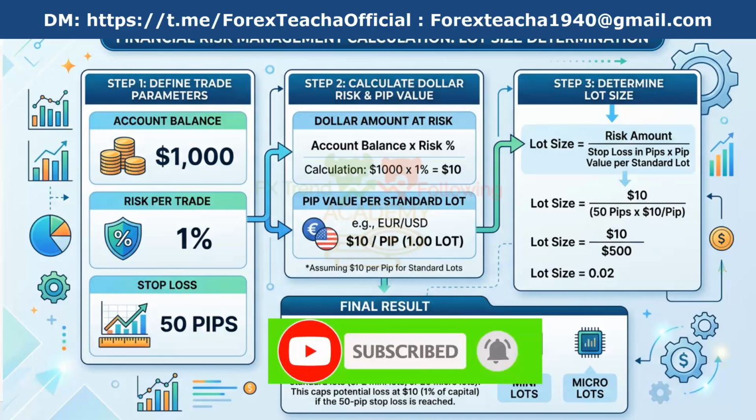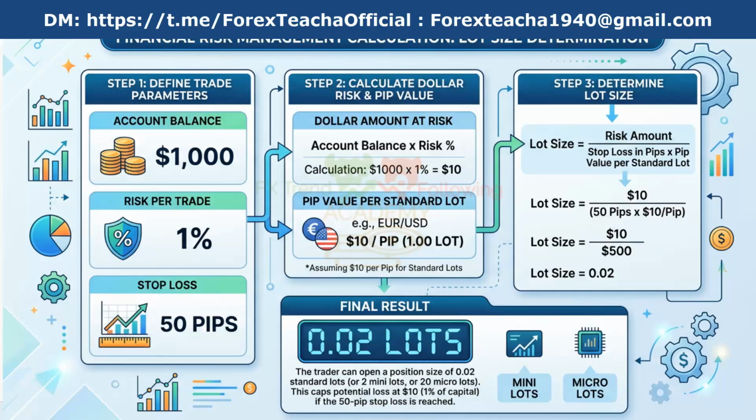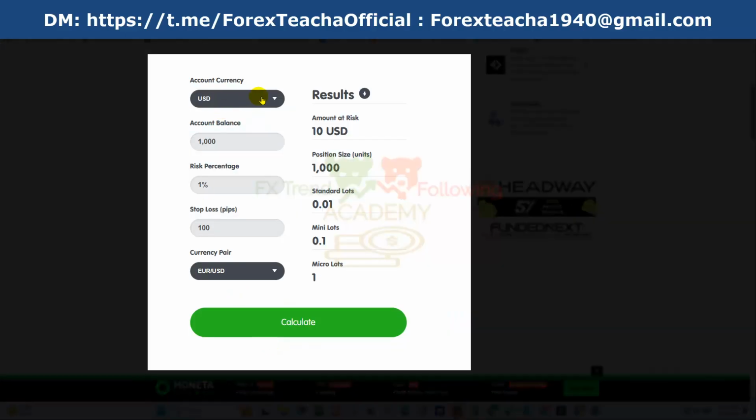If your stop loss was, let's say, 25 pips, your lot size becomes bigger. If your stop loss was, let's say, 100 pips, your lot size becomes smaller. Let's quickly jump in and show you on that website. So here you simply put your account currency. If it's US dollar, you put US dollar. If it's JPY, you put JPY. Pound, you put pound. My account here is 1,000 US dollars, so I'm going to put USD.